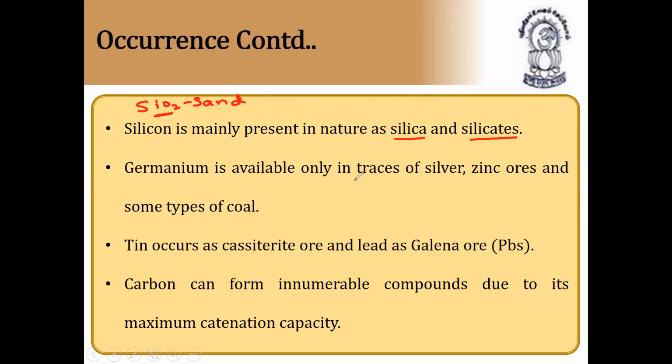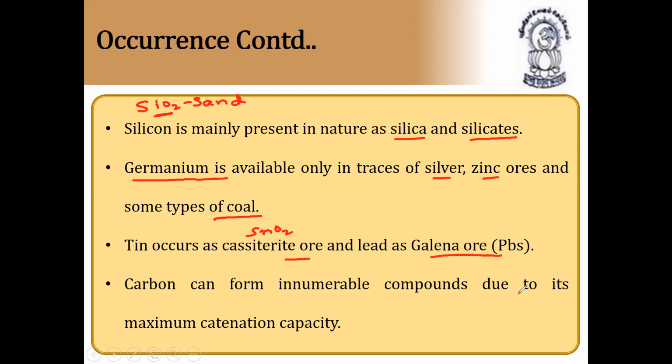Germanium is available only in traces in silver and zinc ores and some types of coal. Germanium is a semiconductor. It is used as a semiconductor. It is a metalloid. Tin occurs as cassiterite ore, that is SnO2, tin dioxide, and lead as galena, PbS ore.